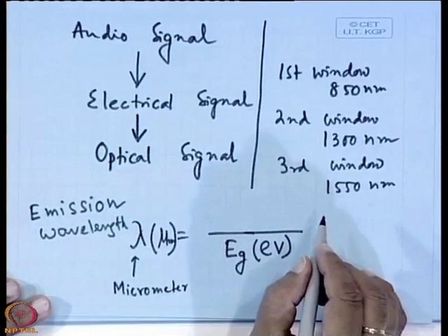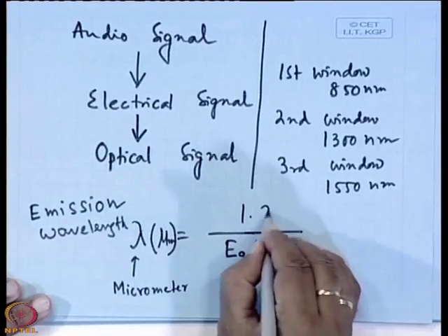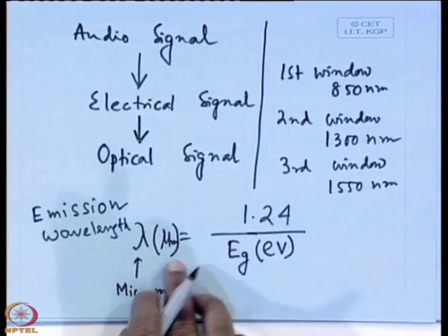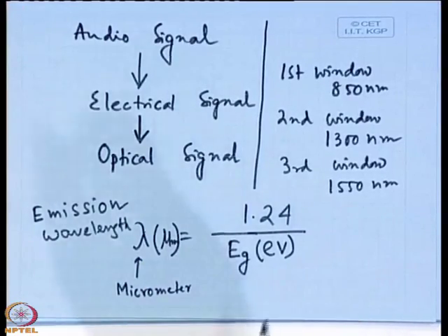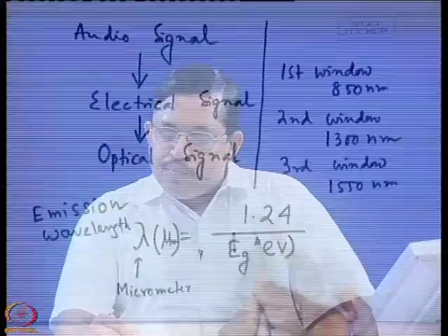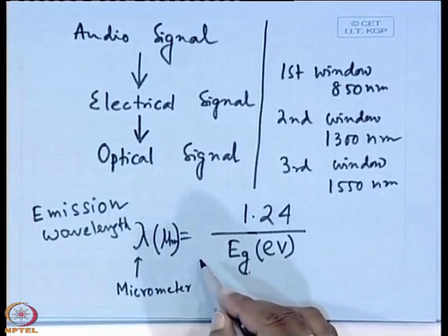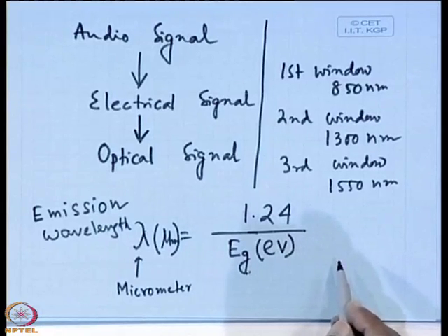And this emission wavelength is related to the band gap of the material by this expression: lambda equals 1.24 by Eg, if you take Eg in electron volt and lambda in micron. So, if you know the band gap of a material, you can calculate the emission wavelength from it, right. What is the band gap of silicon? Yes, the band gap of silicon is 1.1 electron volt. So, lambda equals 1.24 by 1.1, that means almost 1.1 micron.